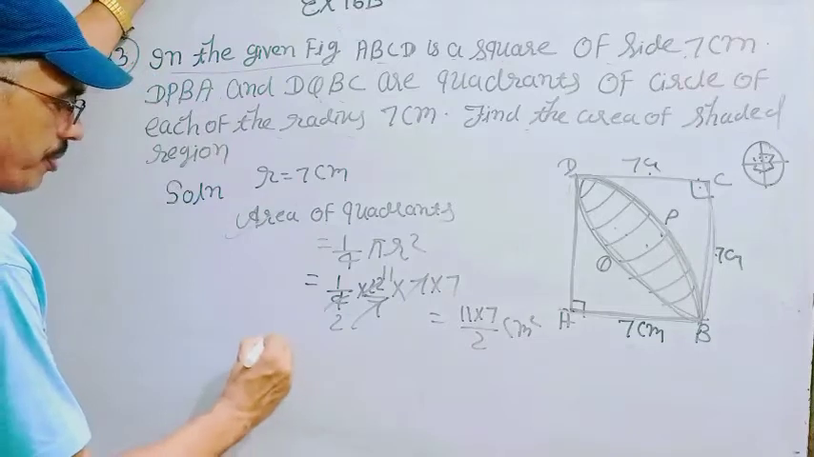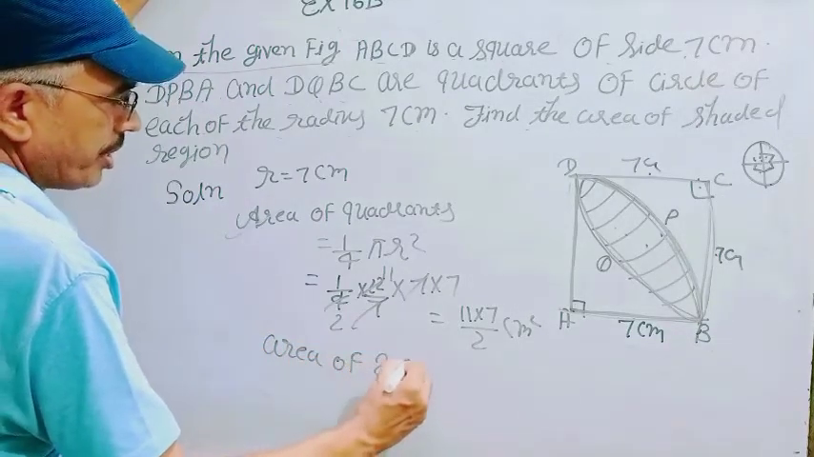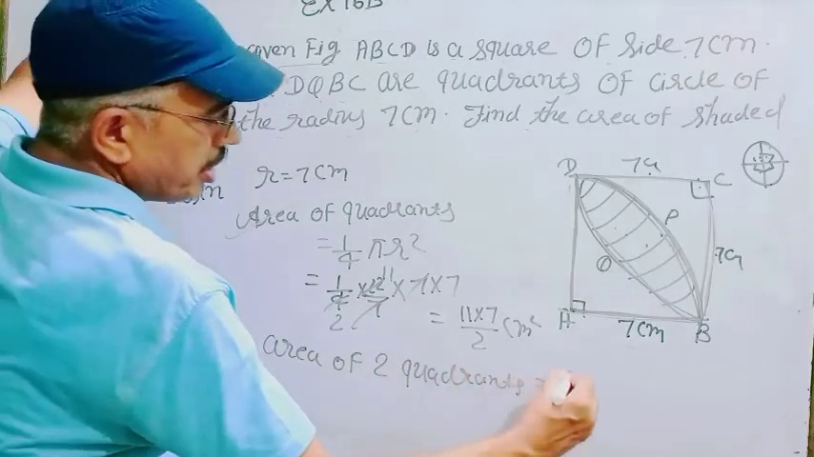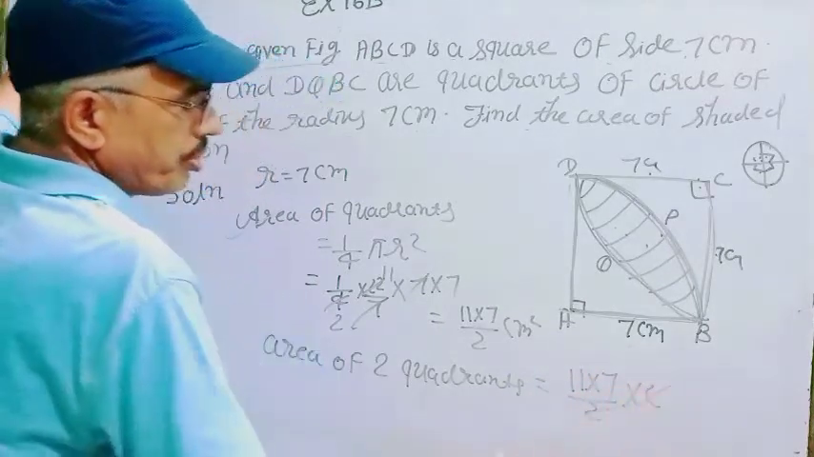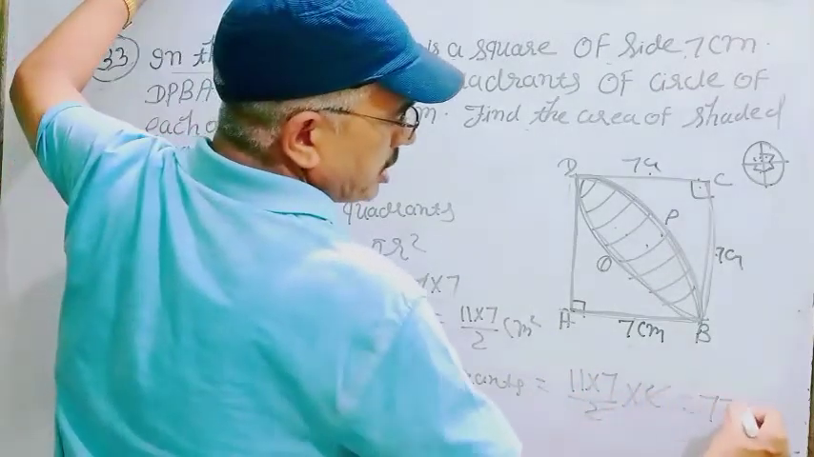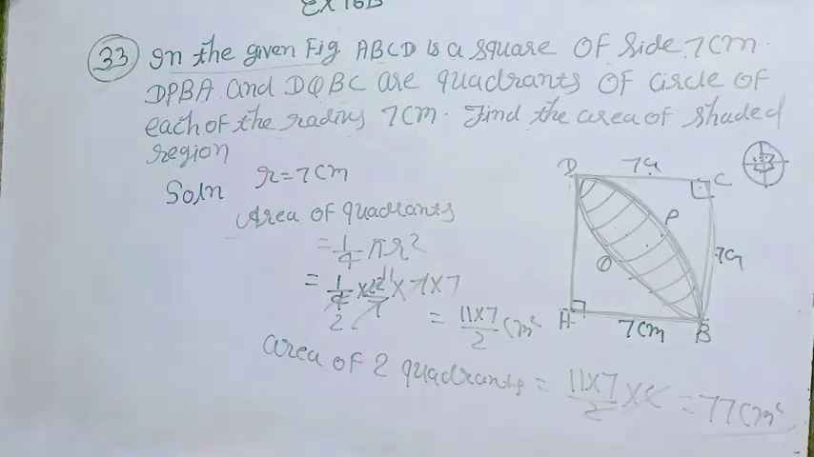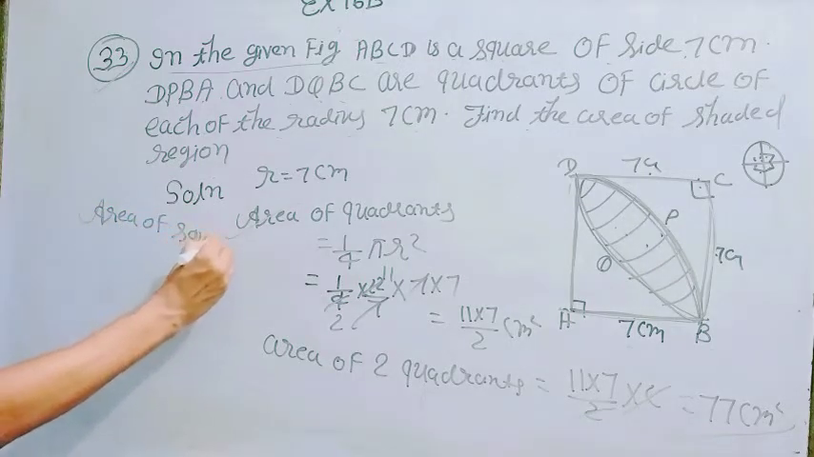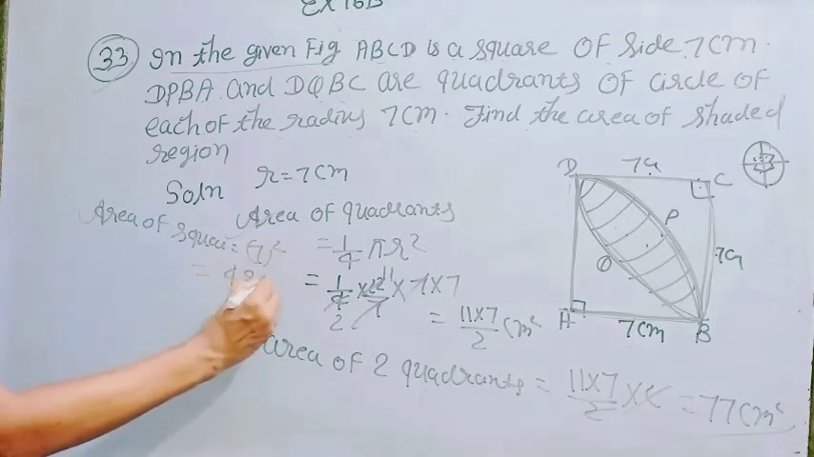So area of two quadrants is equal to 11 into 7/2 into 2 to cancel, that is 77 cm square. It is the area of quadrants. And what is the area of a square? Area of a square is equal to 7 square, that means 49 cm square.